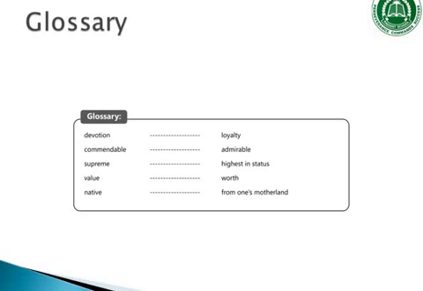Our exercise starts with the glossary, which has a list of difficult words and their meanings. Now I am going to start reading these meanings for you. The first word is devotion, which means loyalty. Commendable, admirable. Supreme means top. Value means worth. And native means from one's motherland.